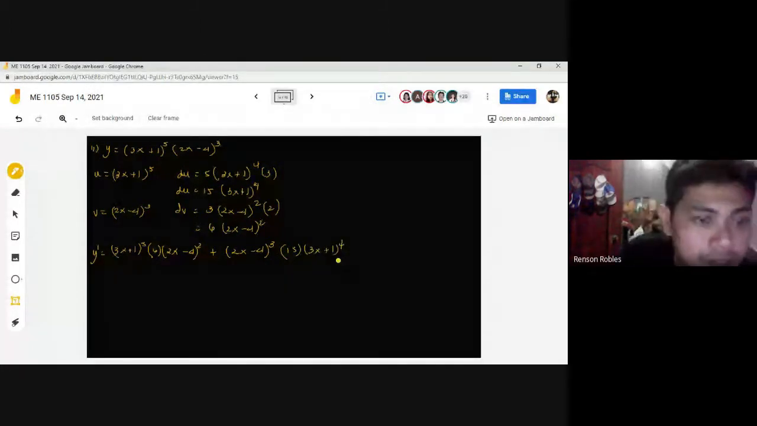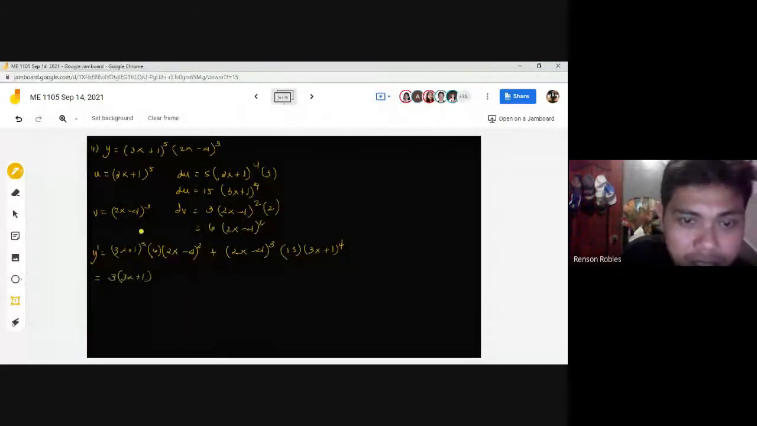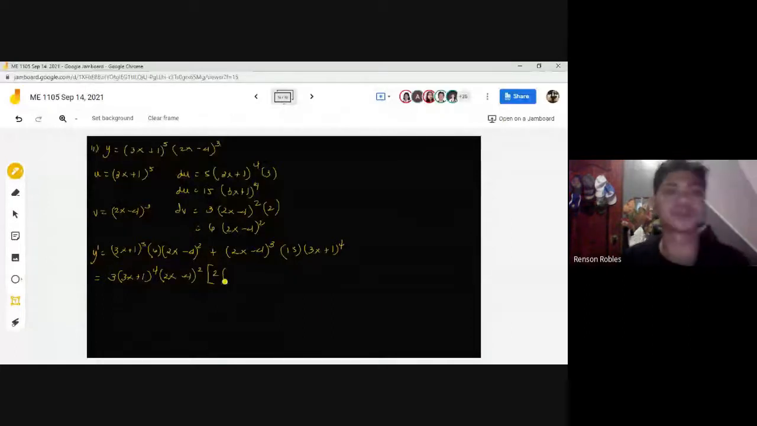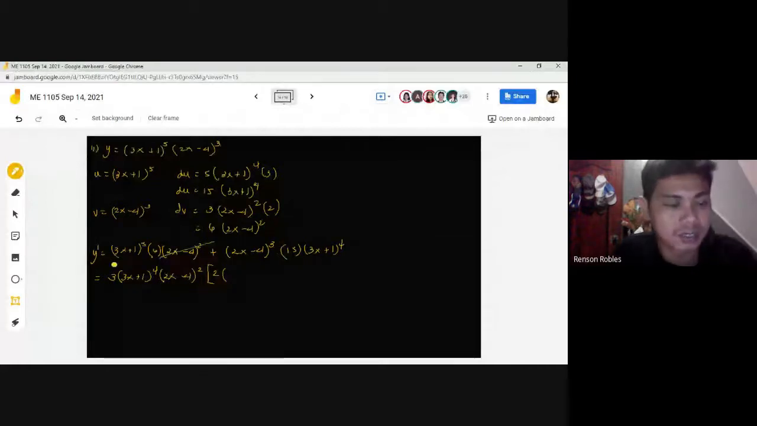So by common monomial factors, 6, 15, common is 3. Then 3x plus 1, this is 5, this is 4. So the lower. 2x minus 4, this is 2, this is 3. So 2. Then what is left here? 3 has been thrown outside. So you only have 2. And then this has been thrown outside. So 3x plus 1 to the 5th power. Naglabas tayo ng 4, so may matitirang isa.